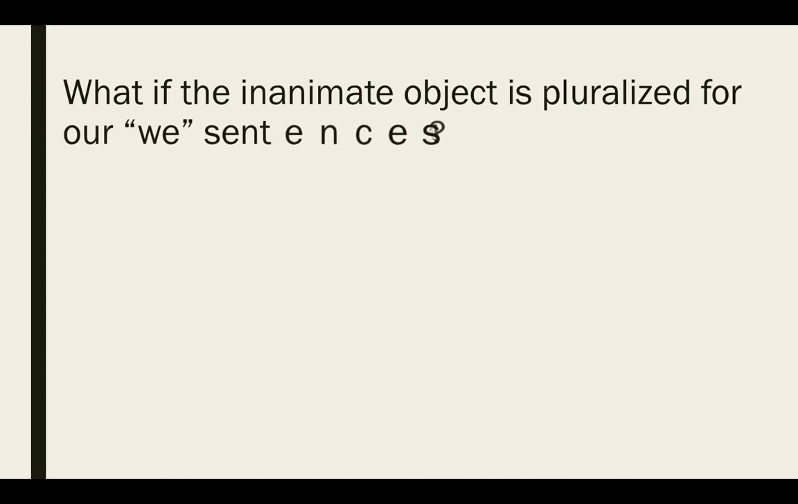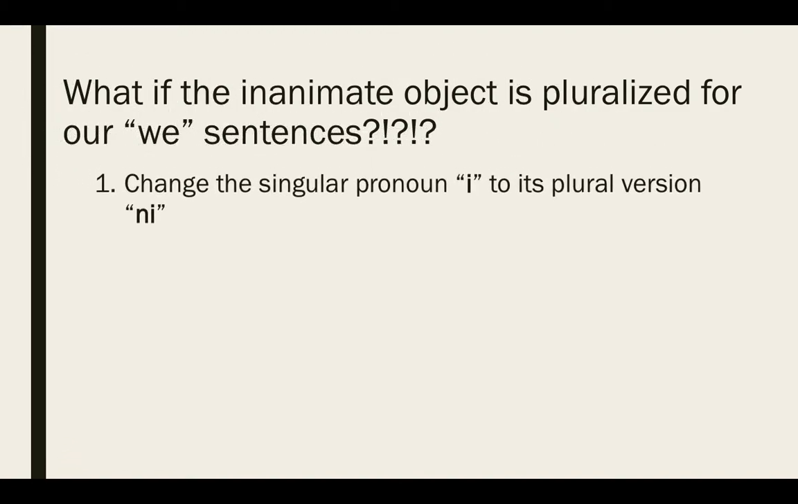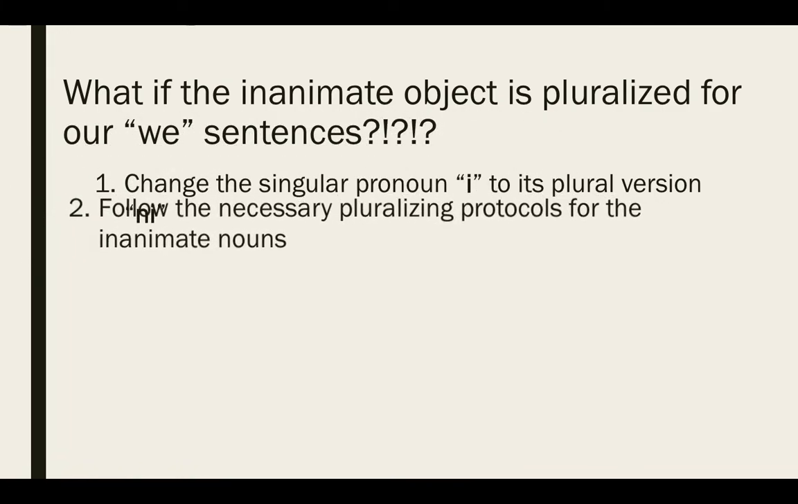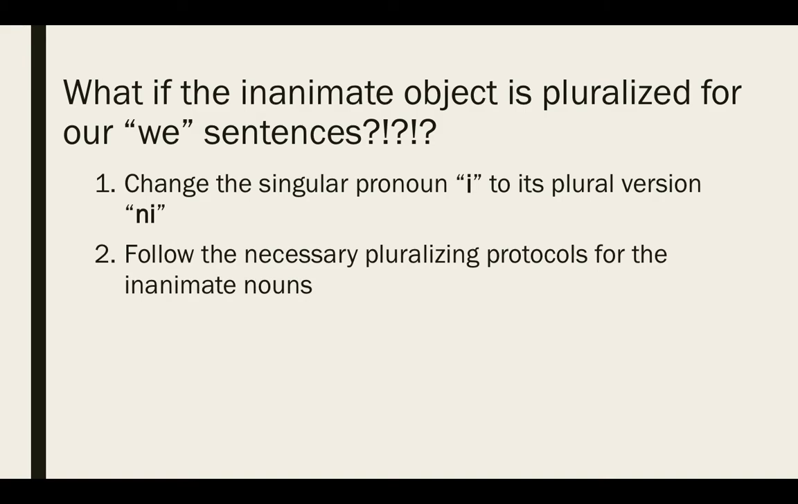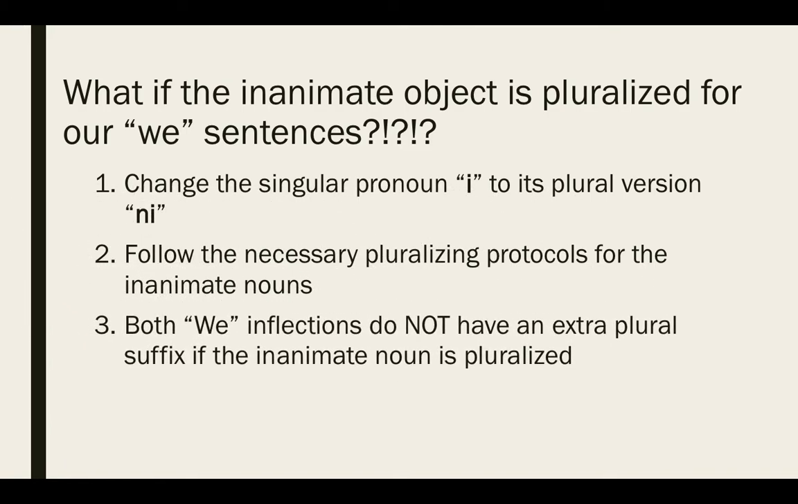So now we get into the question of what if the inanimate object is pluralized for our we sentences. All you gotta do, number 1, change the singular pronoun I to its plural version ni. And follow the necessary pluralizing protocols for the inanimate nouns. So whatever plural suffix the inanimate noun has, attach it to the inanimate noun. Both we inflections do not have a plural suffix for, if the inanimate noun is pluralized. So you don't have to change the verb at all. Just change that I to a ni, and then you pluralize your inanimate noun.